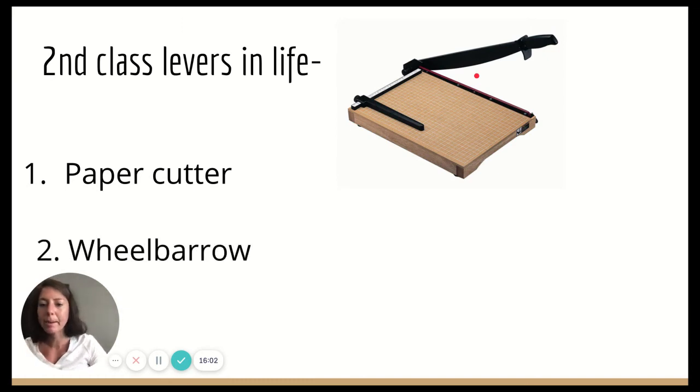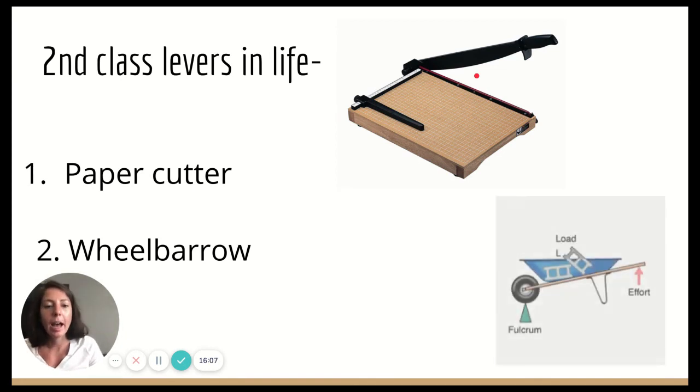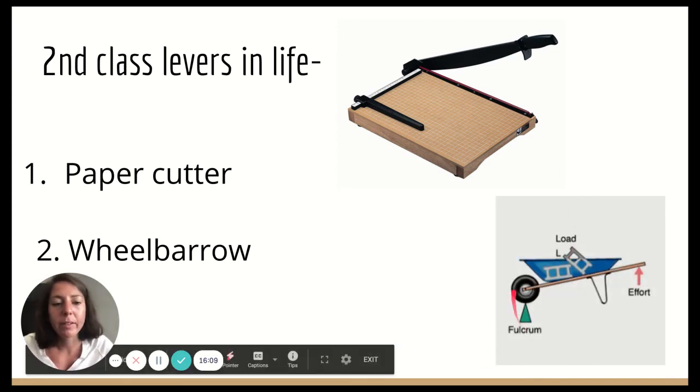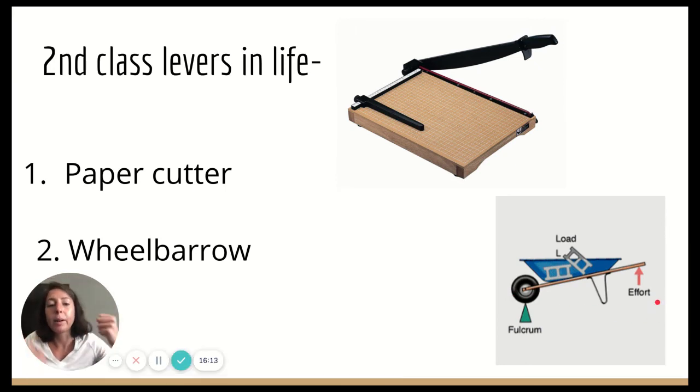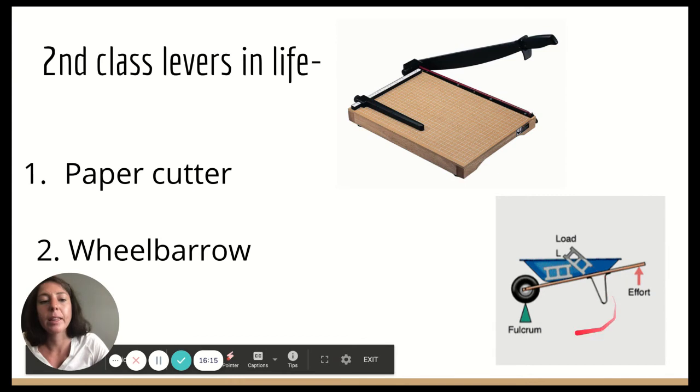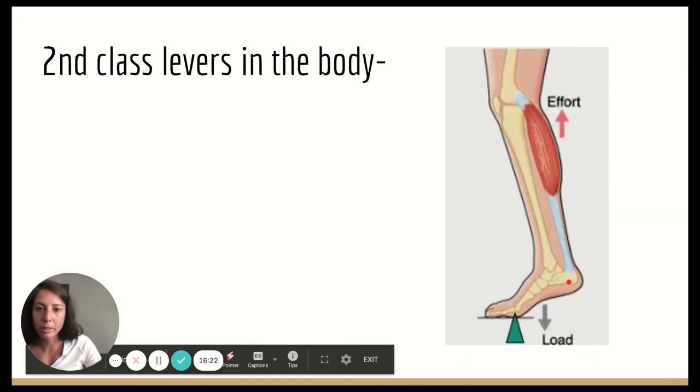Wheelbarrow is another one. Think about how much heavy stuff you can lift in a wheelbarrow with such ease. And so with a wheelbarrow, we have the fulcrum as the wheel in the front. The effort is you lifting up on the back of the wheelbarrow, and the load or the resistance is everything in the bucket in the center. So R is in the middle, resistance, or also sometimes called load.